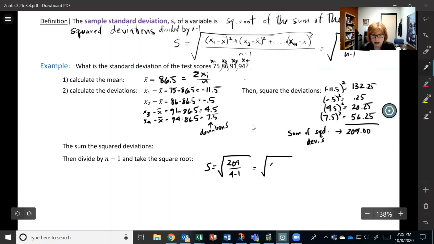And this ends up being the square root of 69.667. This is 8.35 points. And this is our measure of spread for how spread out these particular 4 test scores are.